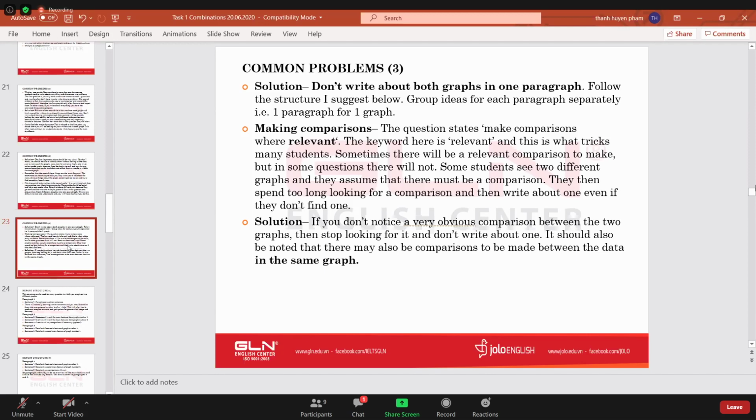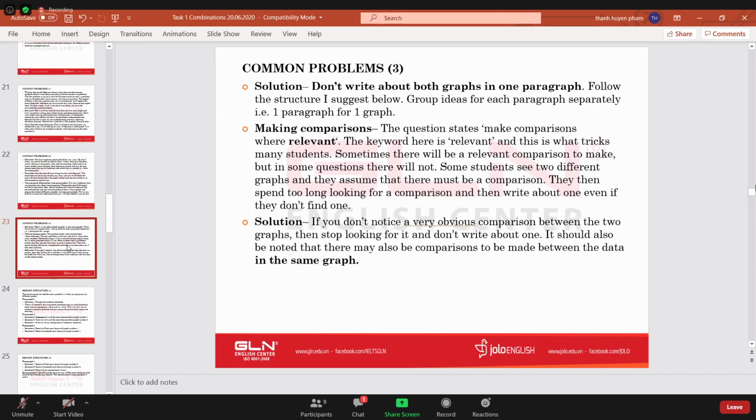Making comparisons. The question states make comparisons where relevant. And the key word here is relevant. And this is what tricks many students. Sometimes there will be a relevant comparison to make, but in some questions there will not. Some students see two different graphs and assume there must be a comparison. They then spend too long looking for a comparison and then write about one, even if they don't find one.